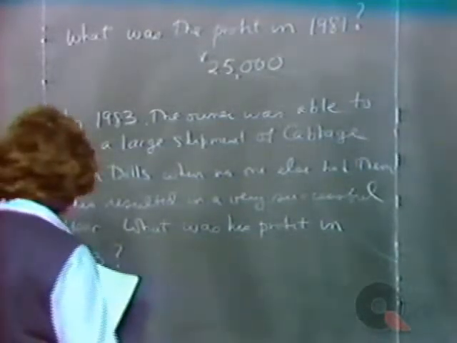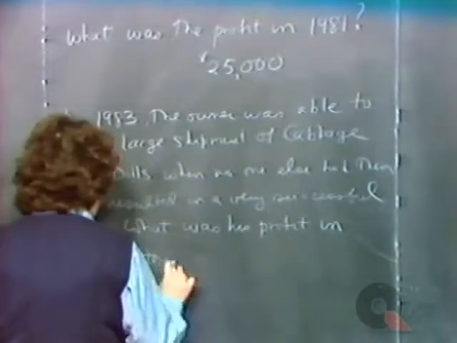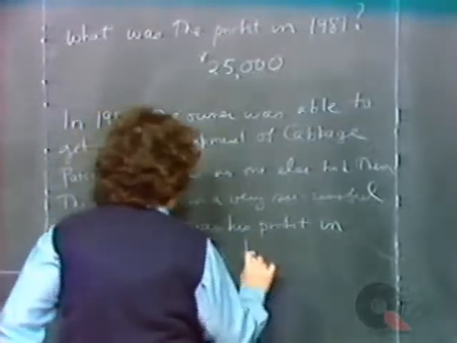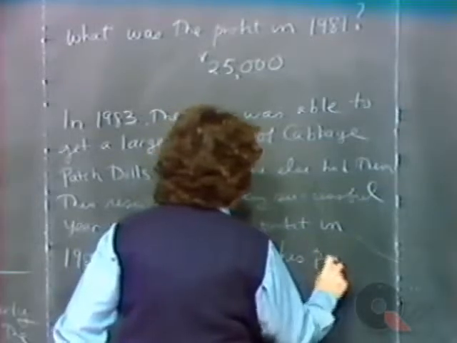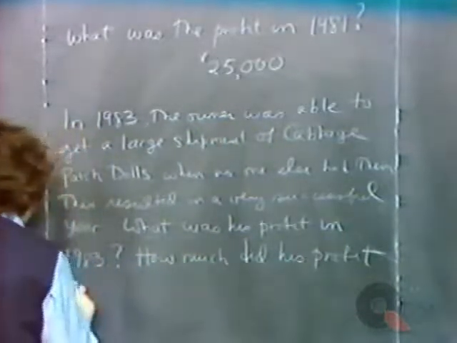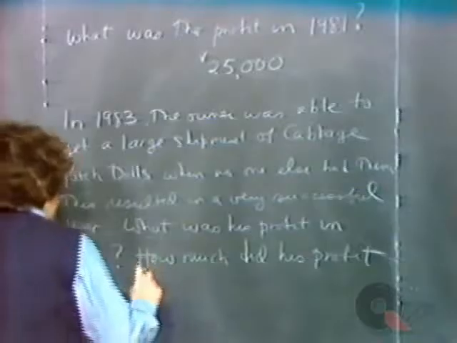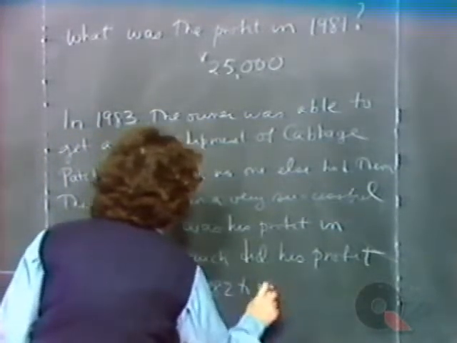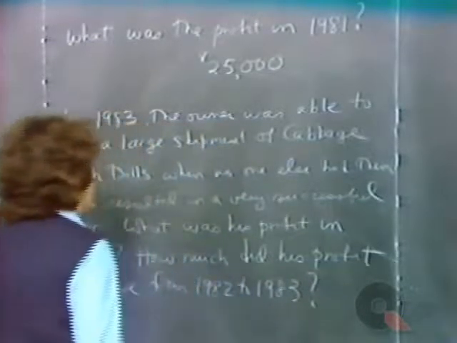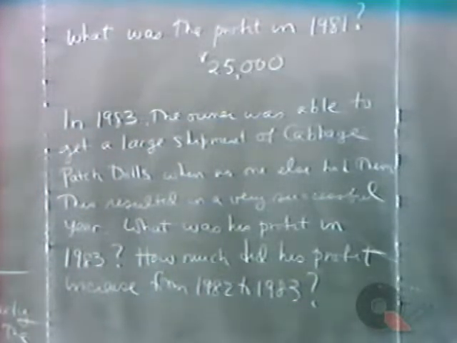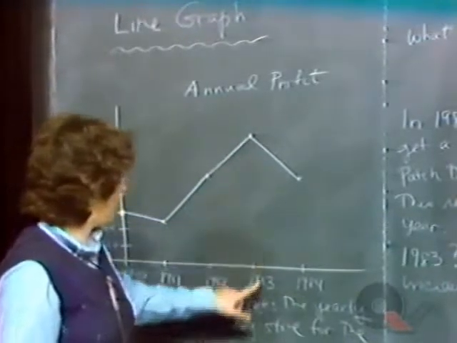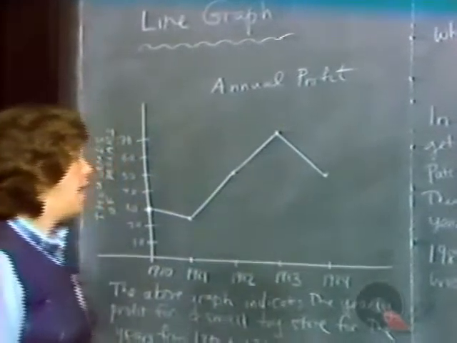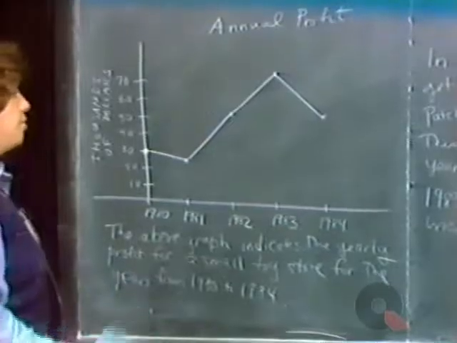And another question, how much did his profit increase from 1982 to 1983? Okay, first we're asked what the profit was in 1983. We do see that the profit does peak in 1983 on the graph. And then how much did it increase from 1982 to 1983?